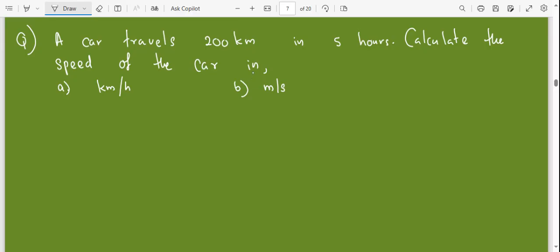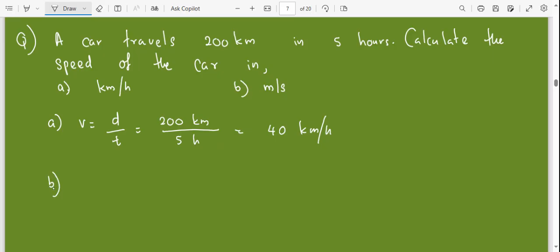If you want, you can try the question by pausing the video for a while. And to explain this answer, for the first part, speed is distance divided by time. Distance is given as 200 kilometers. Time taken is 5 hours. If you take the time in hours and the distance in kilometers, when you divide, the answer comes as kilometers per hour. So 200 divided by 5 is 40 kilometers per hour.